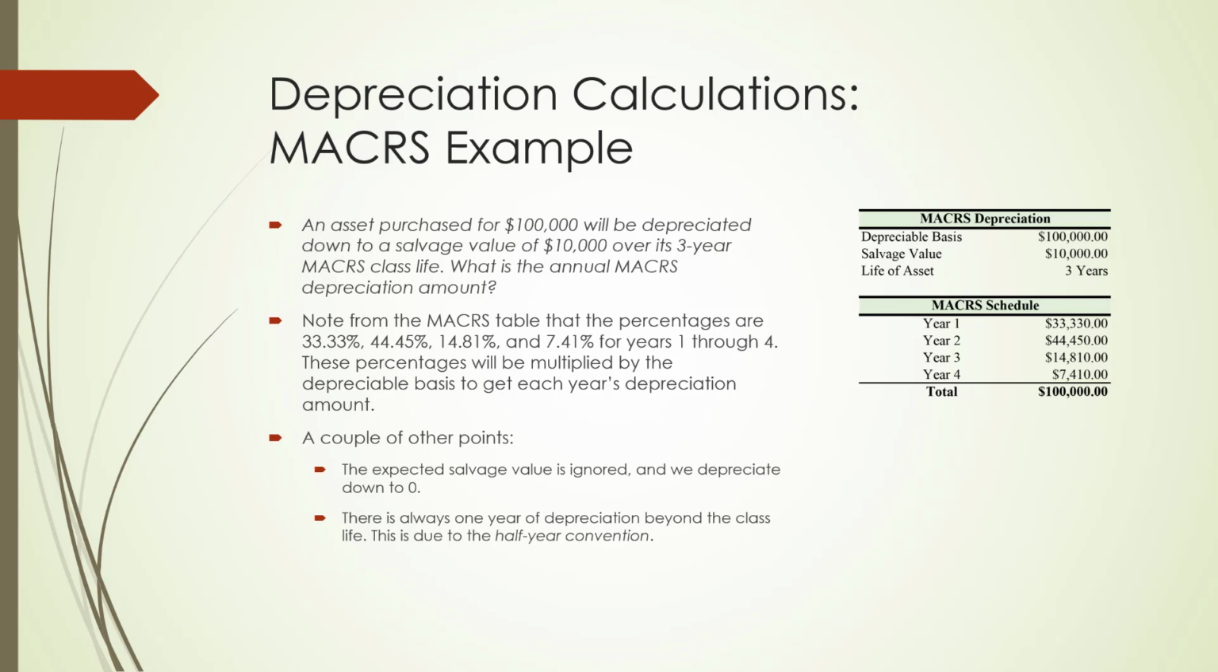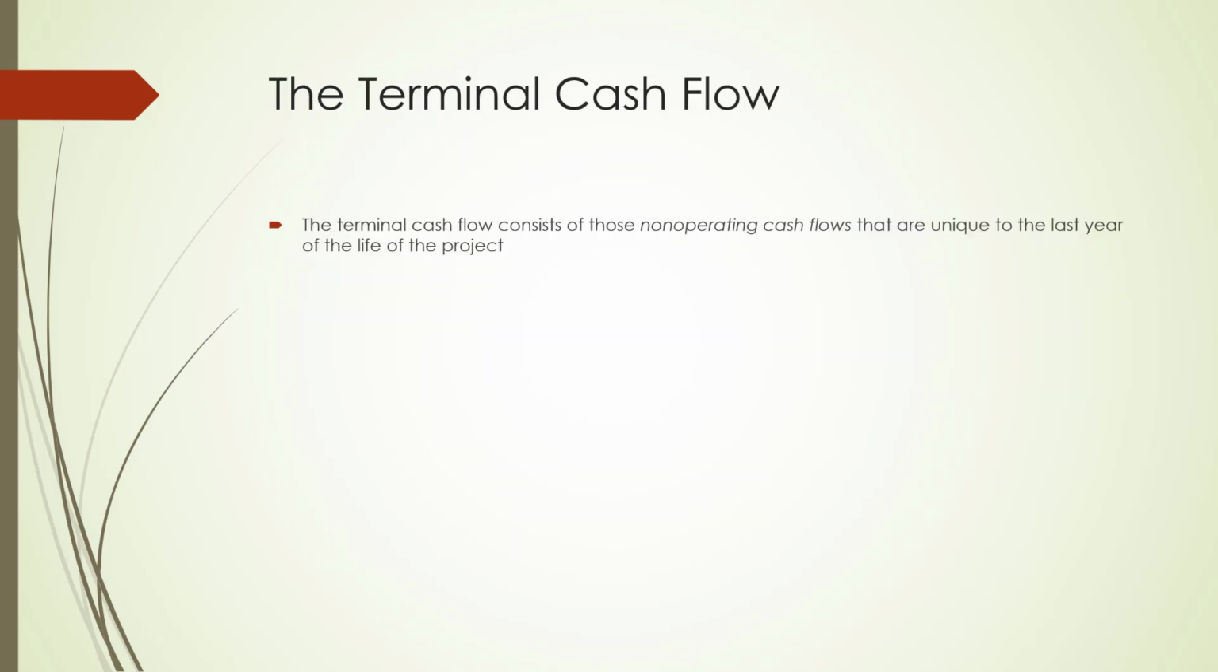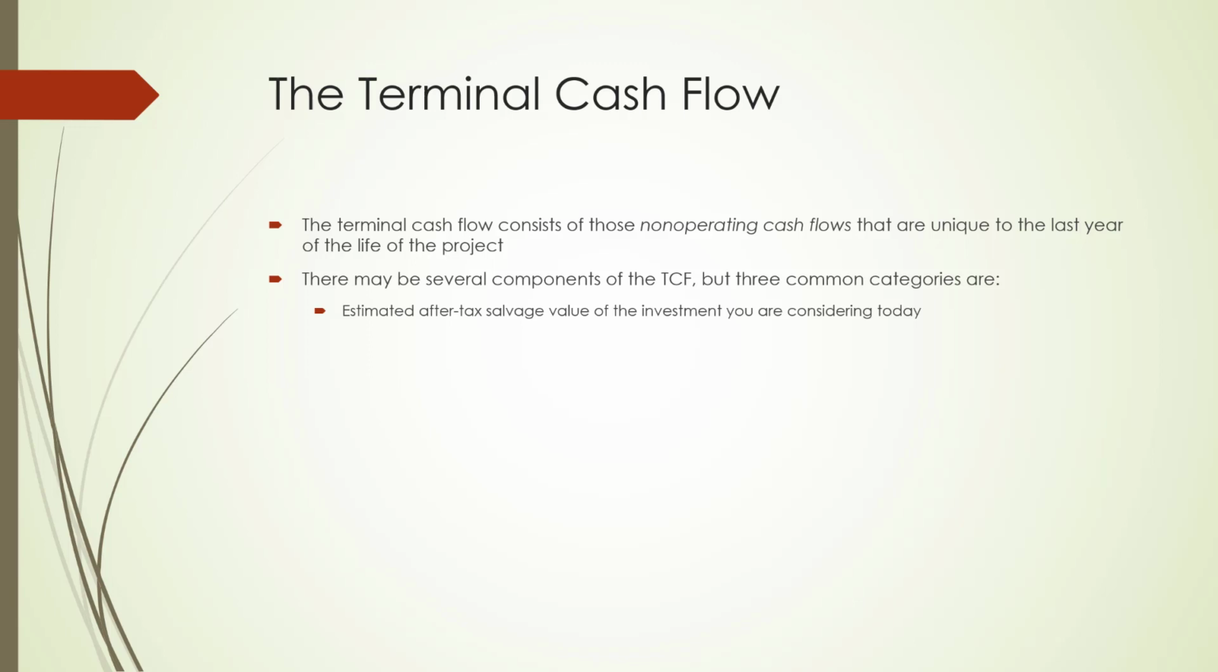And these last couple of points simply expand on that just a little bit. Now, the terminal cash flow, remember, is the non-operating cash flows that happen at the end of the life of the project. So there can be several parts to the terminal cash flow, but basically 3. We have the salvage value of the new equipment that we're thinking about purchasing right now. In other words, say 5 years from now, we're going to sell this thing. And so whatever we think we're going to sell it for, less the taxes, would be our after-tax salvage value.